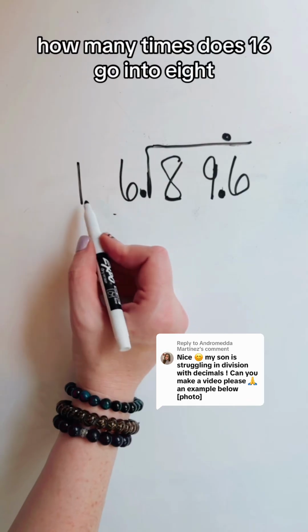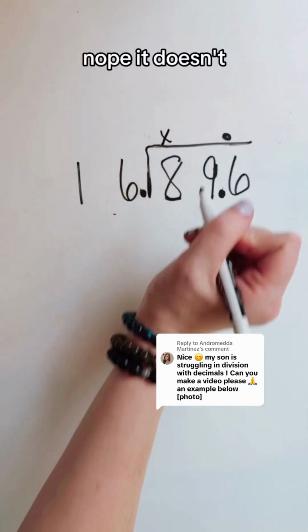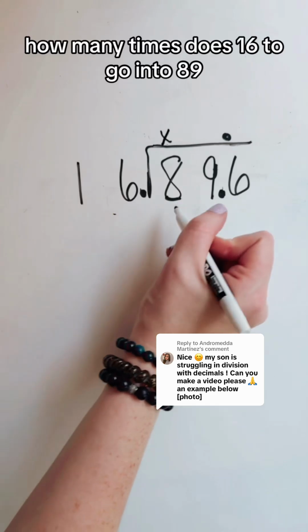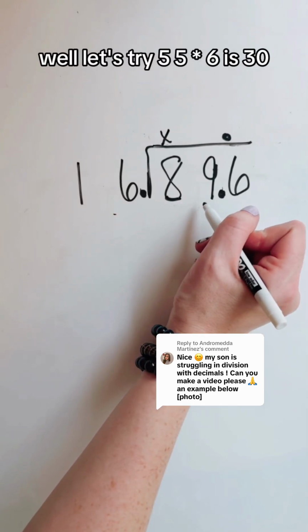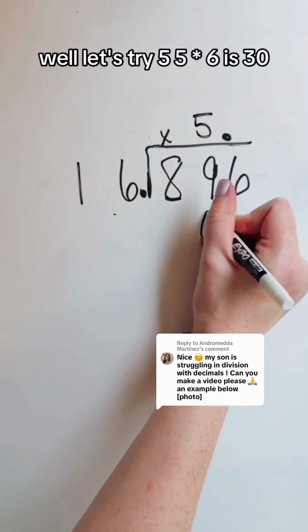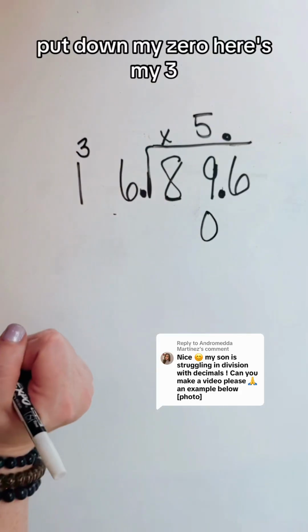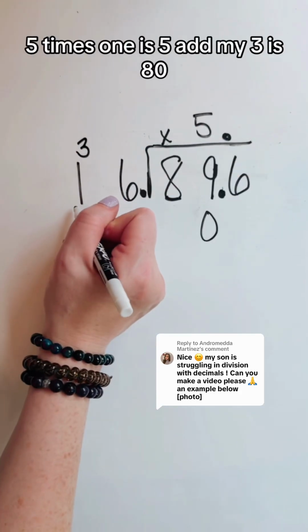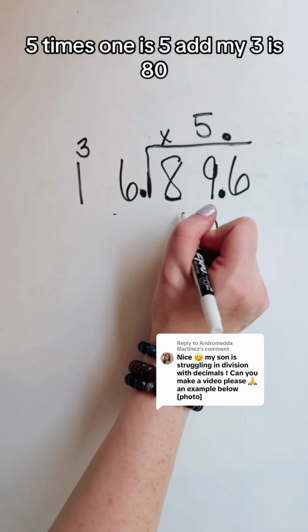How many times does 16 go into 8? Nope, it doesn't. How many times does 16 go into 89? Well, let's try 5. 5 times 6 is 30. Put down my 0. Here's my 3. 5 times 1 is 5. Add my 3 is 80.